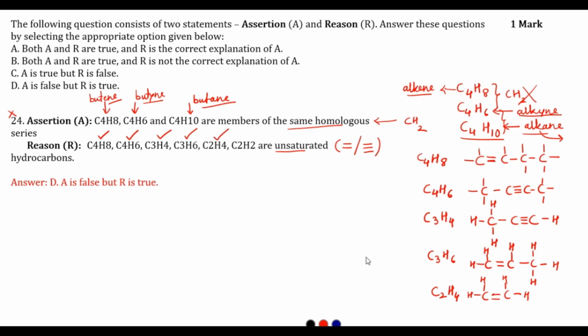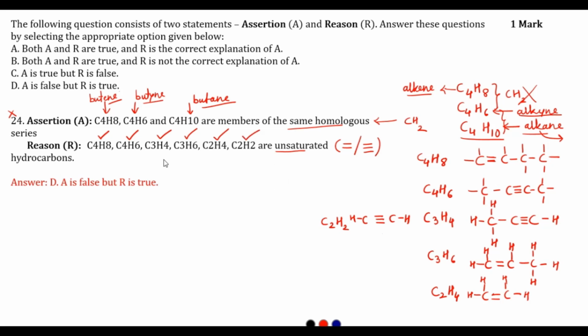And the last one, C2H2. It is ethene. So it's not ethene, it is ethyne. So I will write the structure of this. So C and C, only 2 hydrogens. So like this. So how many bonds here? There should be 3 bonds. So it is alkyne, ethyne. So this is also unsaturated.